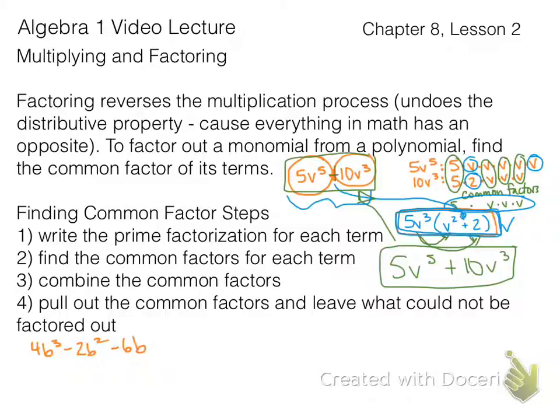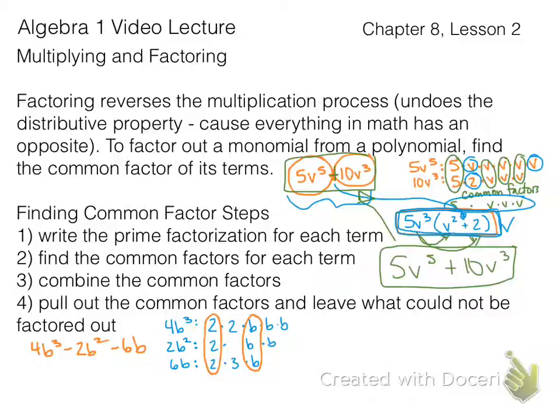All right, so let's go ahead and factor this out. Let's make a prime factorization list for 4b to the 3rd, 2b to the 2nd, and 6b. There we go. So again, 2 times 2 is 4, and then I have 3 b's. 2 times 2 b's is 2b to the 2nd, and 2 times 3 times b is 6b. All right, so let's circle everything we have in common in the three rows.